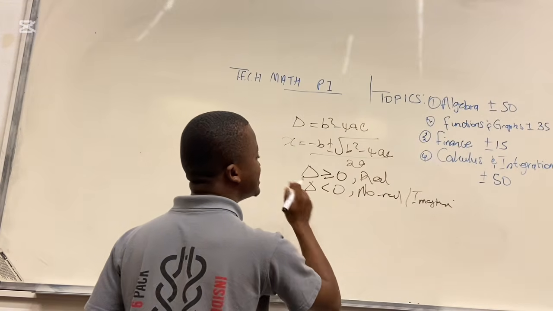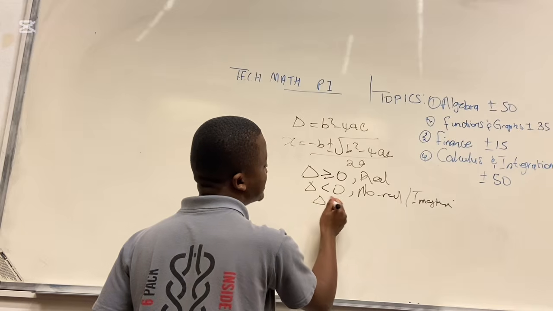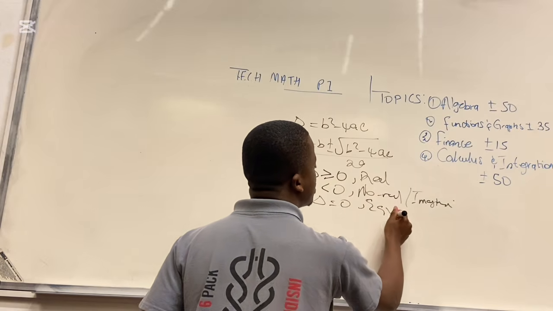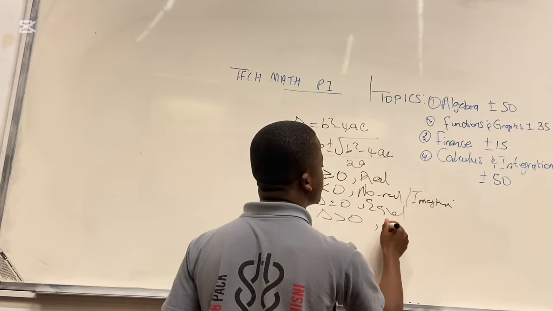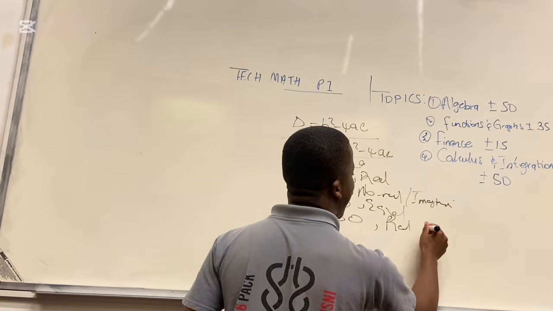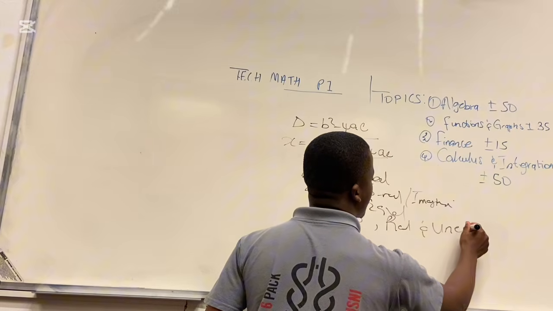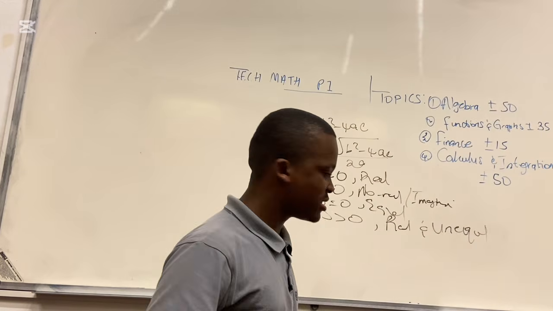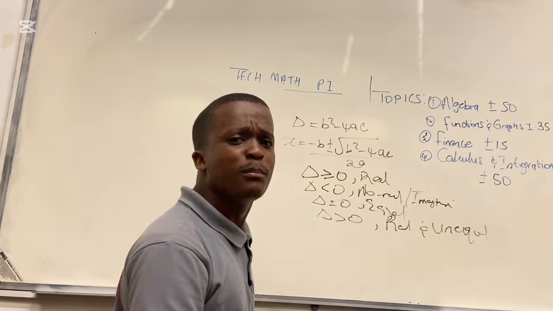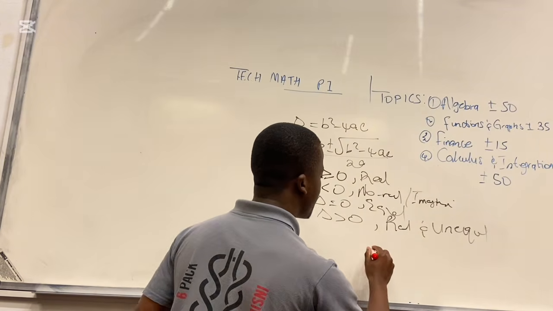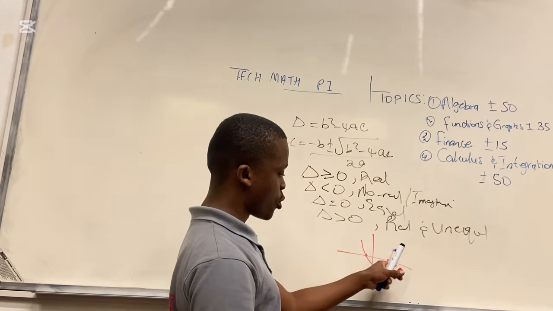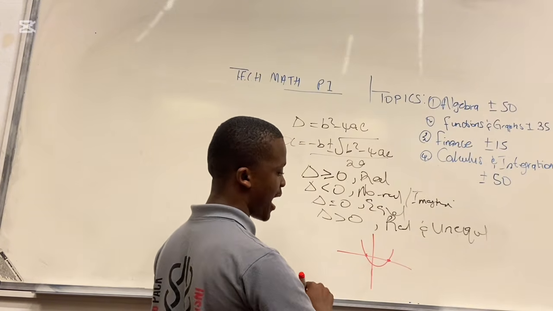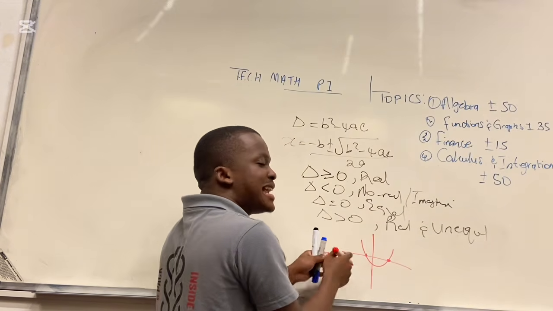If delta is not less than 0, we may get delta equal to 0. These are equal roots. If we don't get this one, we have delta greater than 0, which gives real and unequal roots. Remember from the quadratic function, if we have a quadratic function, let's say we have a positive 2 and a negative 1, those are real and unequal.